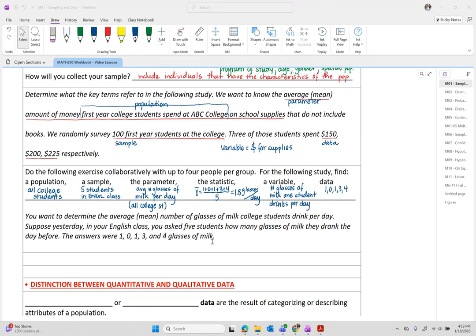The variable is the question that I asked. My question was, what is the number of glasses of milk you had yesterday? So that is the number of glasses each of the college students that I asked in my sample drank per day, and the data I collected were the values 1, 0, 1, 3, and 4.